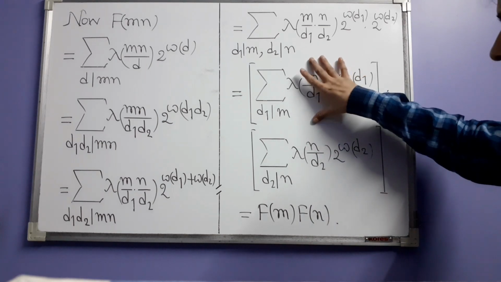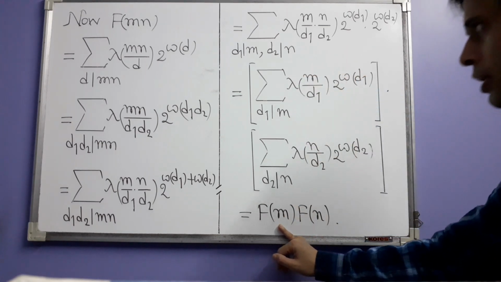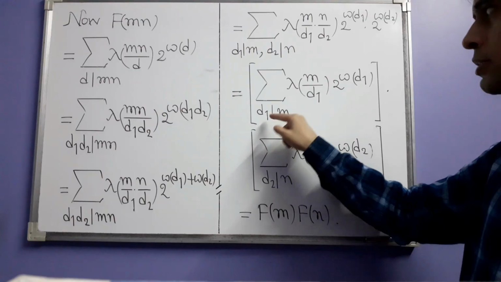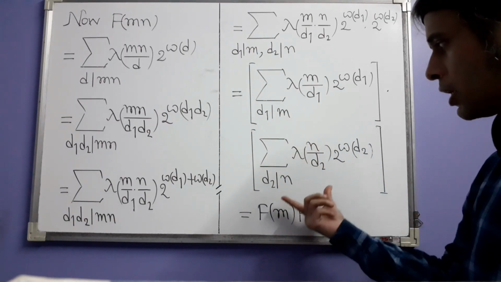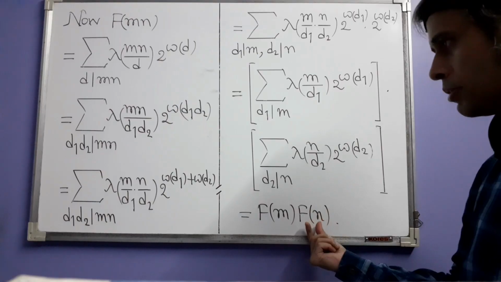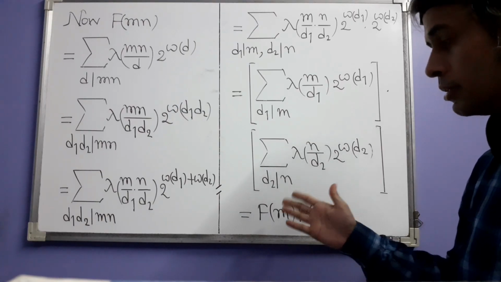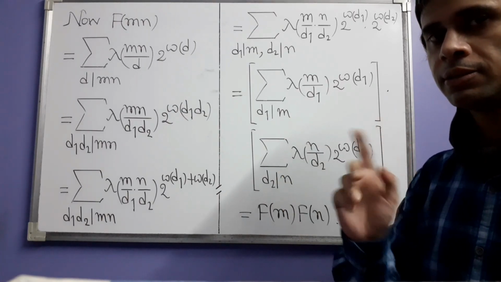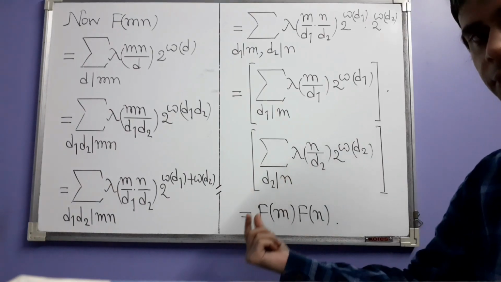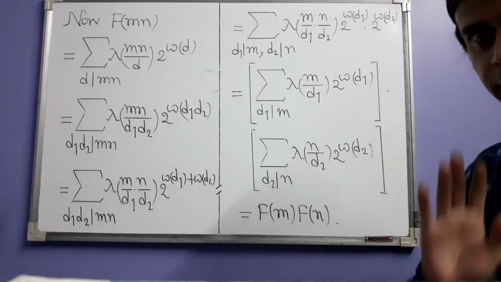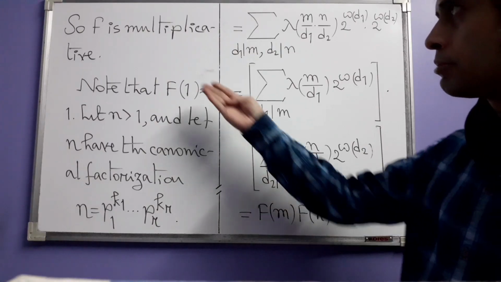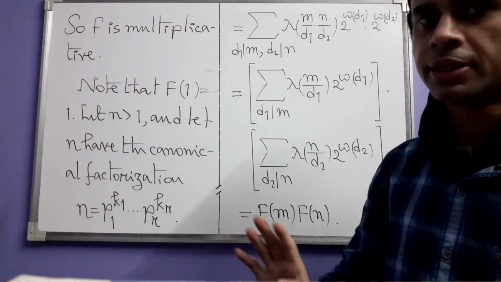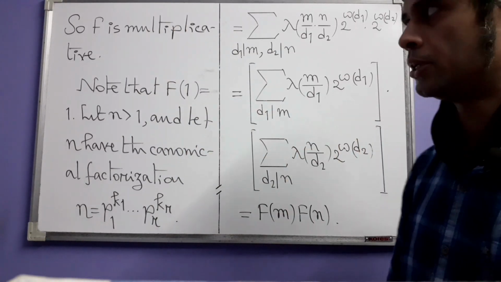So now what is this? This is just f of m, because d1 varies freely over all the positive divisors of m. Similarly, this one is f of n. So yes, you have got what you wanted to get. f of mn is equal to f of m times f of n. That means f really is multiplicative. So we write the conclusion of this part: f is multiplicative. That means our claim has been established.